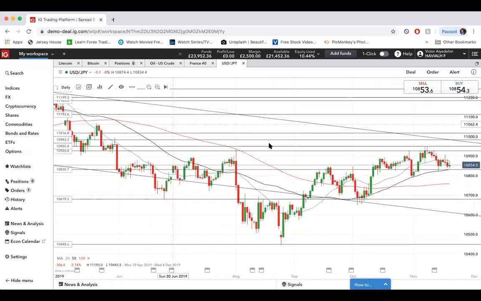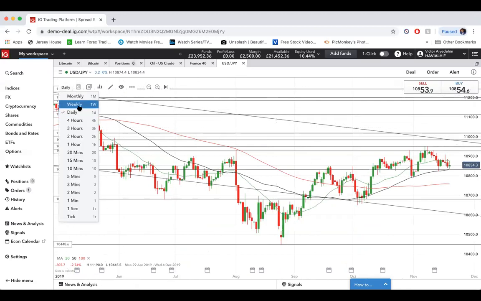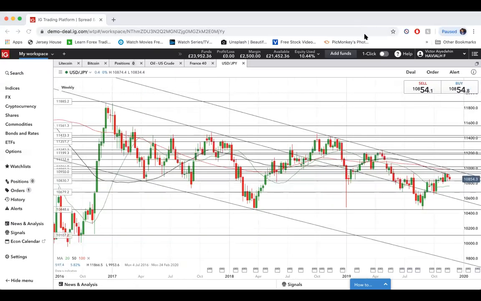Let me go back to daily chart. Go back to weekly chart first. Everyone can see my chart. Everyone can see my screen. Can see. Amazing. All right, then. So let's come back to it now.